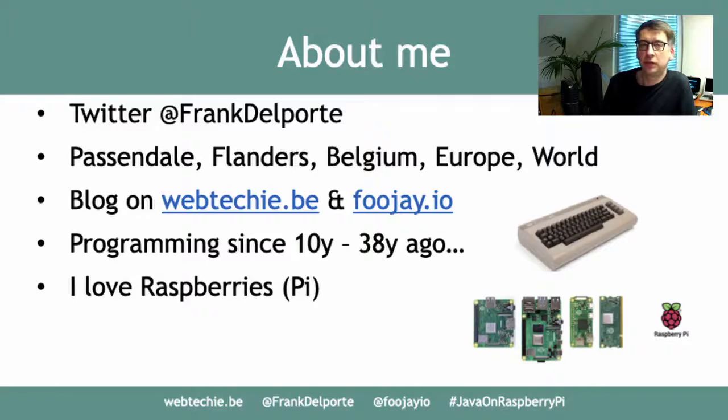I write for my own blog and for Foojay.io about all things related to Java and the Raspberry Pi. I live in Belgium. I've been programming since I was 11 years old and got a Commodore 64. And now I have the same experience with the Raspberry Pi, this very cheap computer that you can use for a lot of experiments and to build amazing stuff.